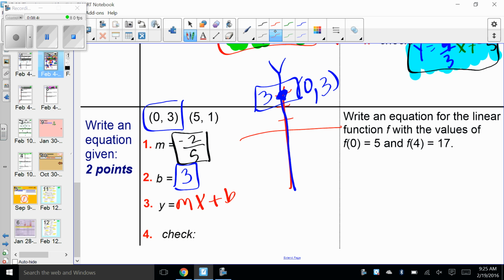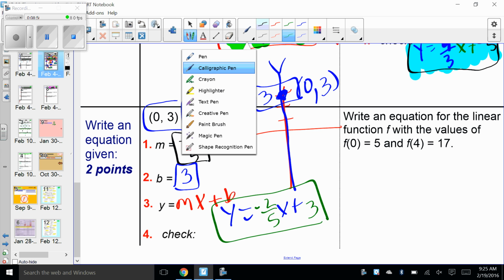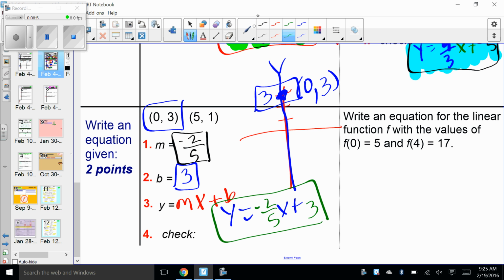So we have y equals mx plus b. Y is a stop sign. The slope in this problem is negative 2/5. X is a stop sign and the b value is 3. So my equation is y equals negative 2/5 x plus 3. That's our answer to this problem.